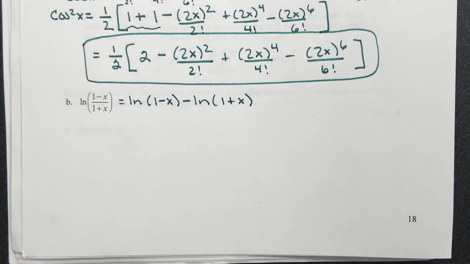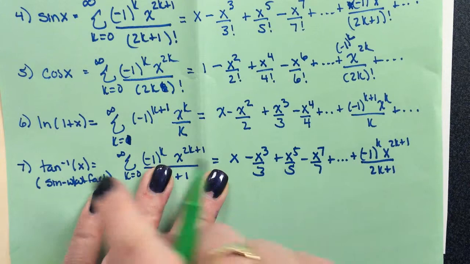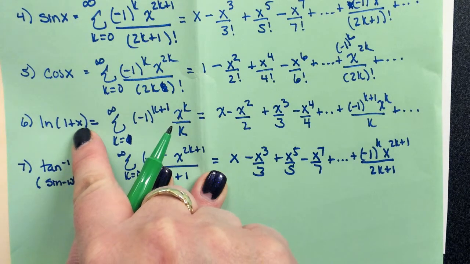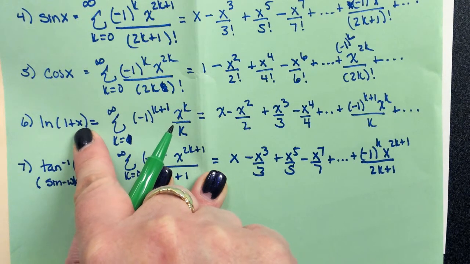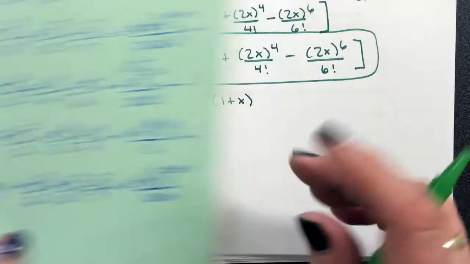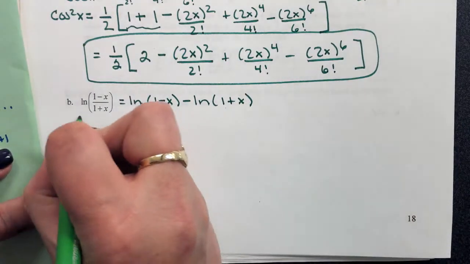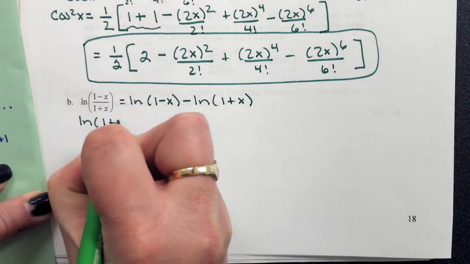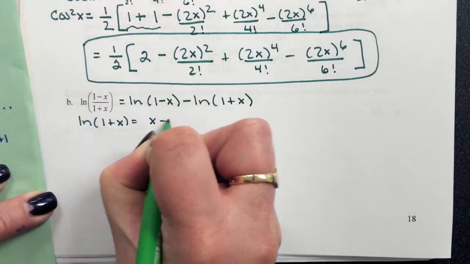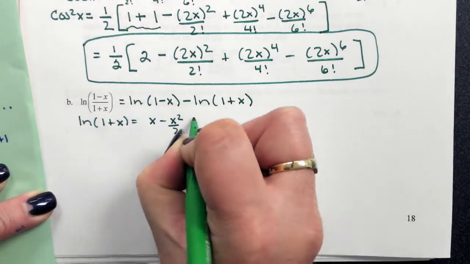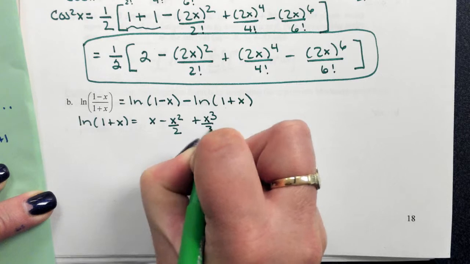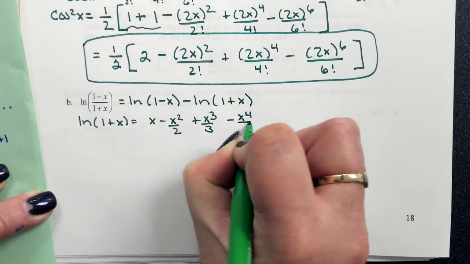Now, on the green sheet we did the other day, remember we wrote out the Maclaurin series for the natural log of 1 plus x. So remember, the Maclaurin series for the natural log of 1 plus x is x minus x squared over 2 plus x to the third over 3 minus x to the fourth over 4.